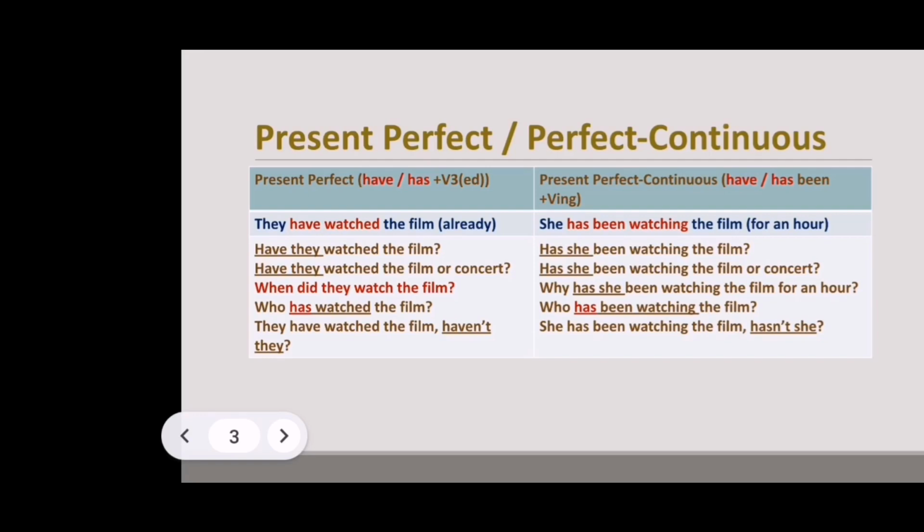Use this slide for checking. Pay special attention to everything that is highlighted in red and underlined. And once more, pay attention. If we ask the question when in present perfect, we use a past simple. Do you remember past simple and auxiliary verb did? So when did they watch the film? Pause the video and compare everything. I hope that your answers are the same. Actually, saying your answers, I mean your questions.